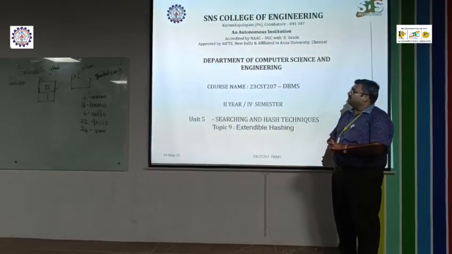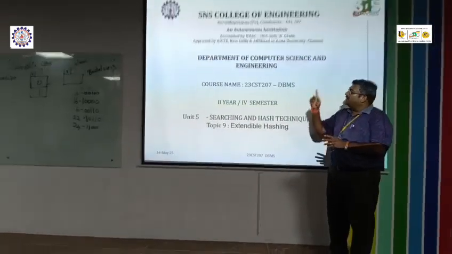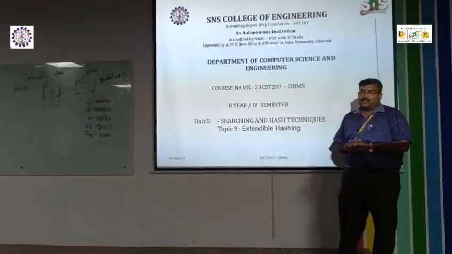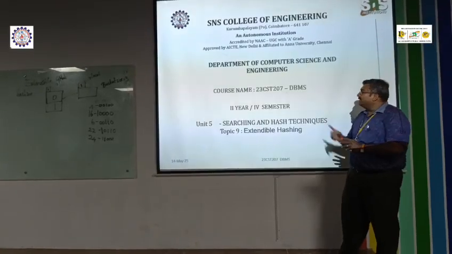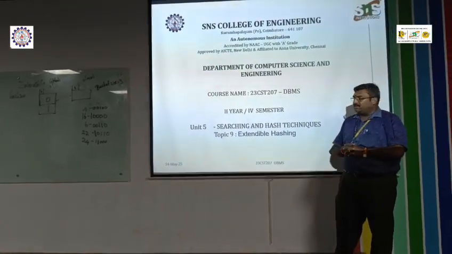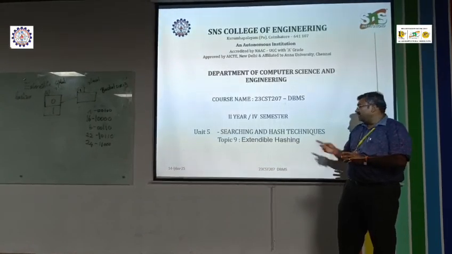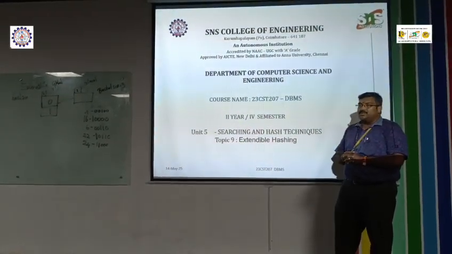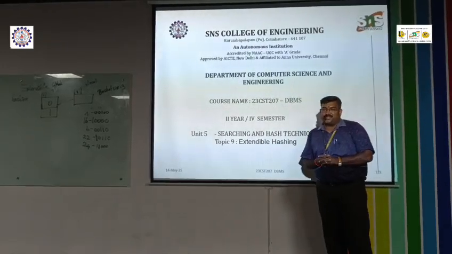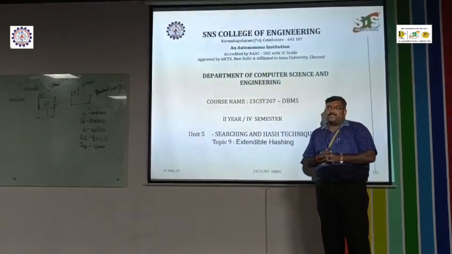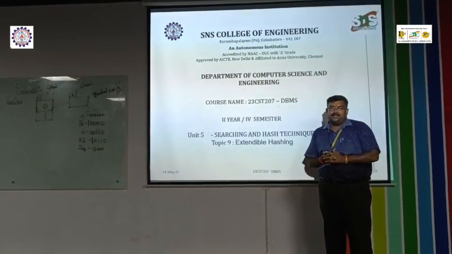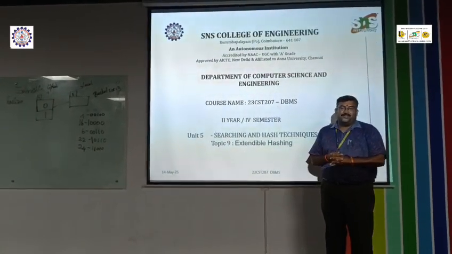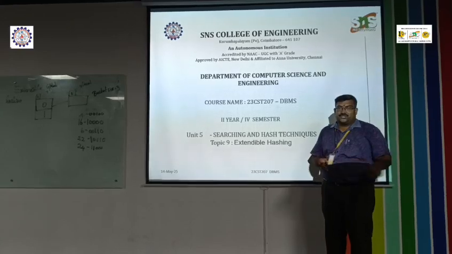We have discussed the Department of Computer Science and Engineering course, 23CST207, DBMS, second year, fourth semester. Unit 5, searching and hashing techniques, topic number 9: extendable hashing. Before this, we covered what hashing is, hash techniques, separate chaining and rehashing. These topics are already covered. Now we go for extendable hashing.